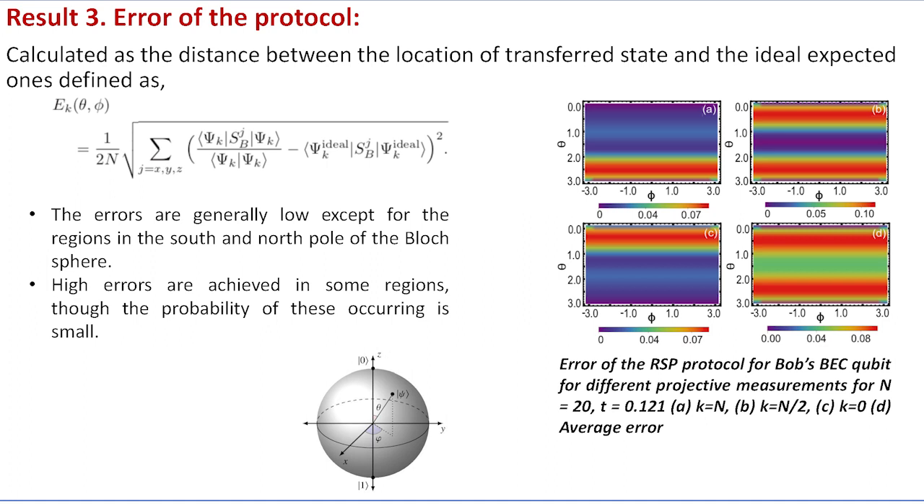And finally, we can also see the error of the protocol: whether the transferred state on the Bloch sphere is at the same location as the ideal case that we initially desired. This is calculated by the distance formula.